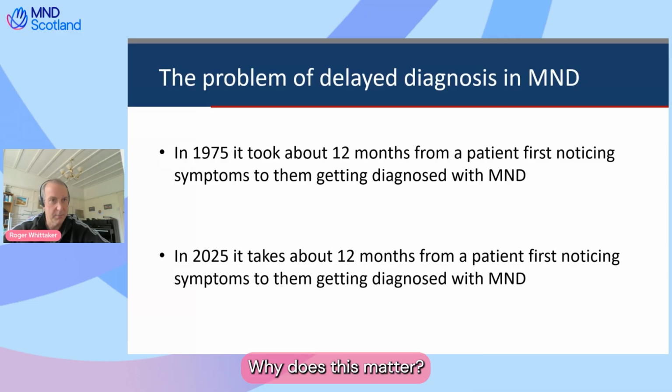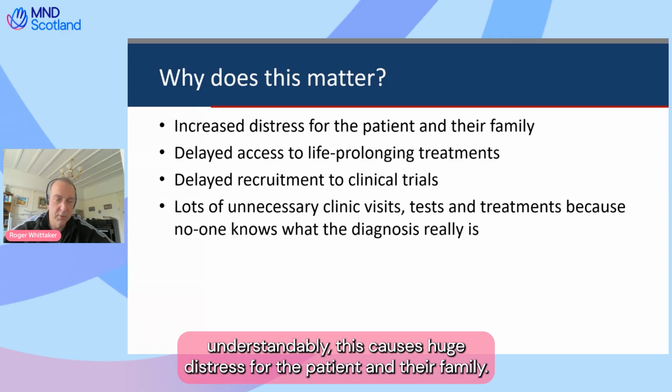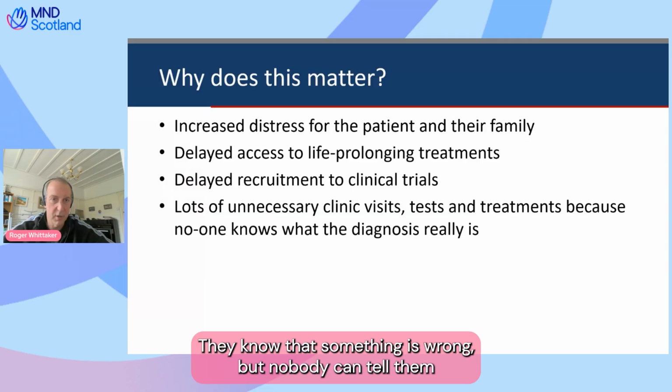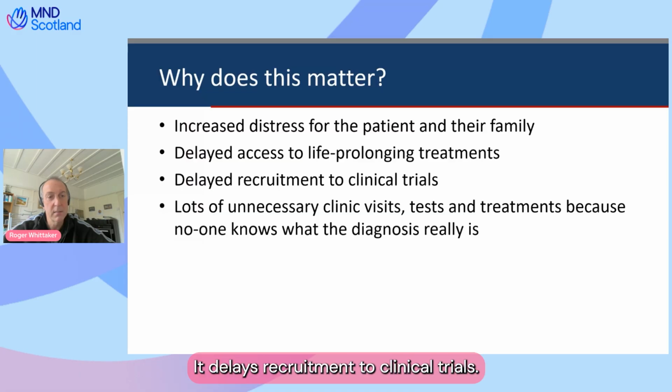Why does this matter? Well, understandably, this causes huge distress for the patient and their family. They know that something is wrong, but nobody can tell them what the problem is. It delays access to life-prolonging therapies. It delays recruitment to clinical trials.